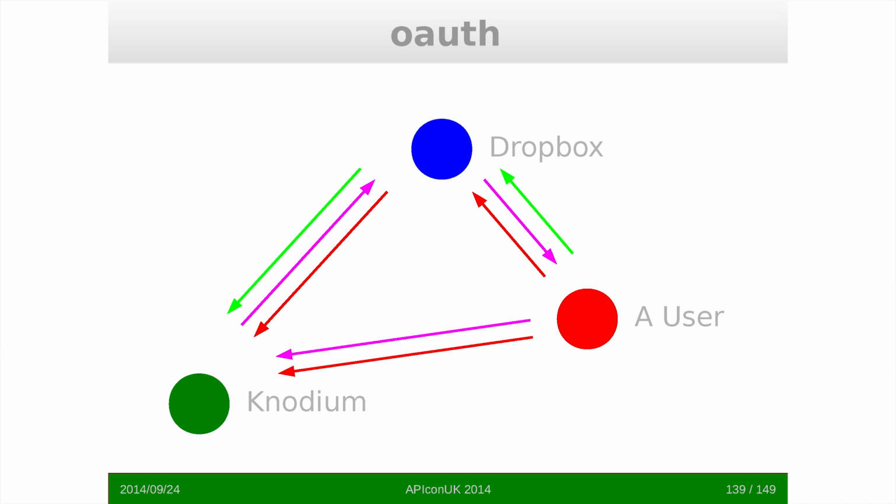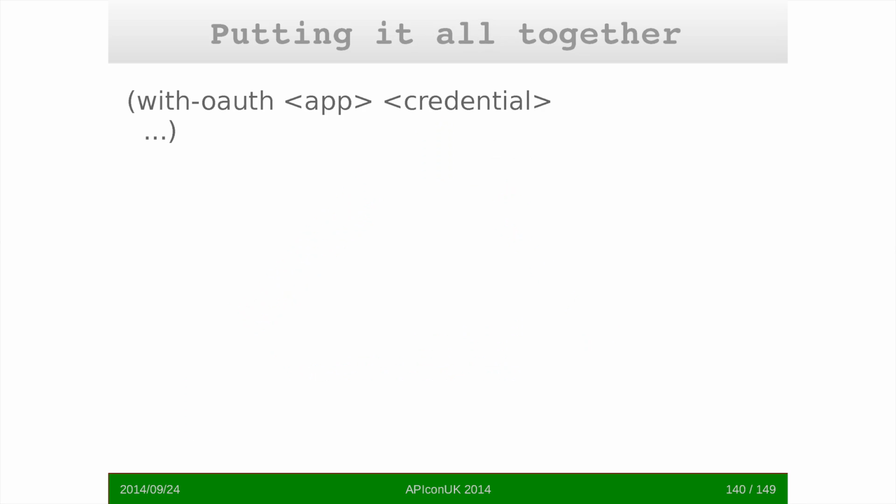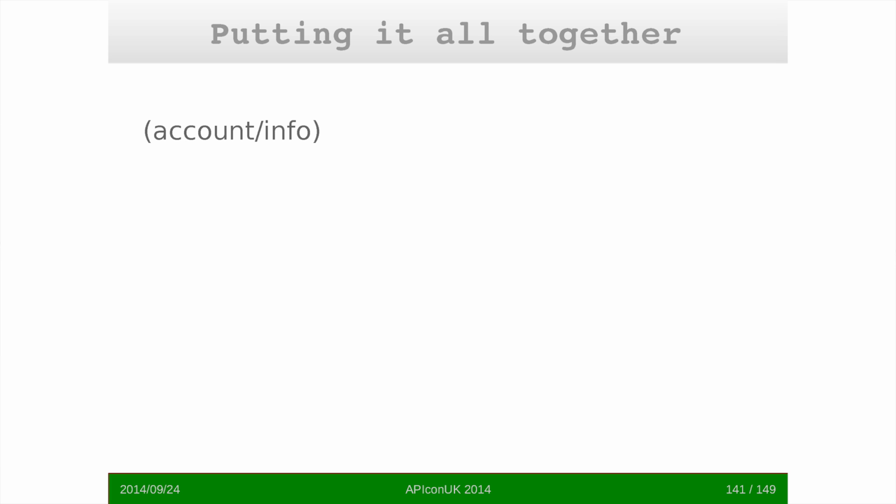So we've got the secrets, everything's set up. The API again is very simple. You just say with OAuth, this application and these credentials, you've got the API you want to call, and you put one inside the other. And so this is using a thing we have called dynamic scope.